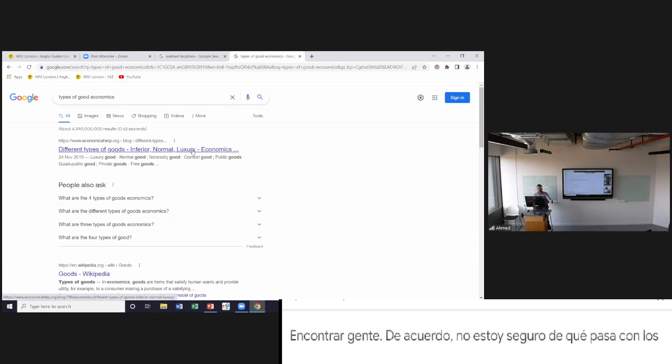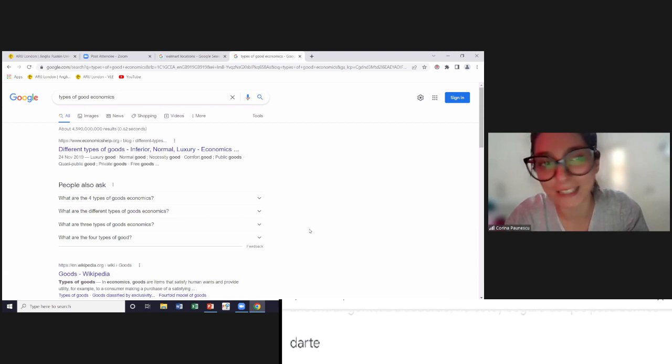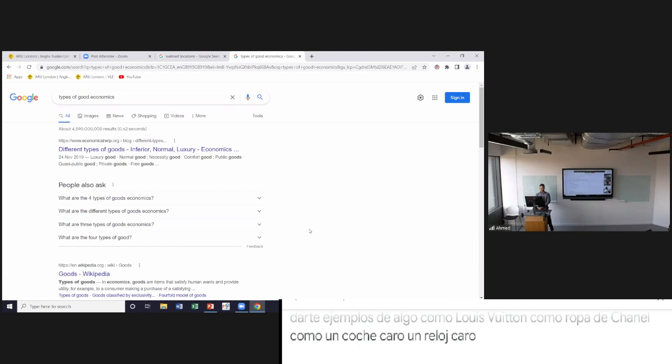Let me give you an example of a luxury good. A luxury good is something like bags from Louis Vuitton, clothes from Chanel, an expensive car, an expensive watch like a Rolex. Yes, that's right. Like that tea that you just said, £200 for a tin. Anything from Fortnum and Mason is supposed to be a luxury good. But try it sometime.